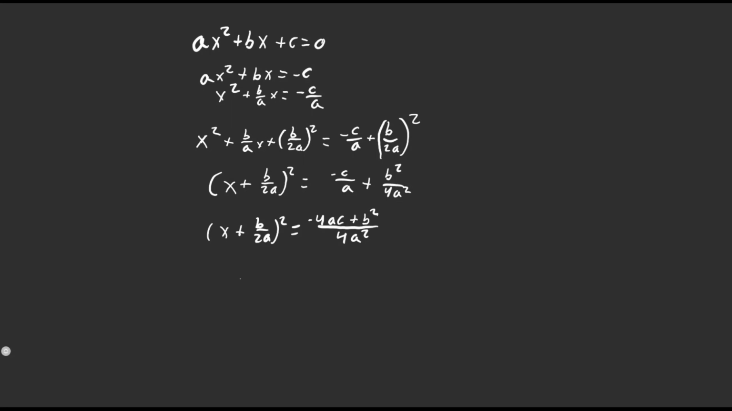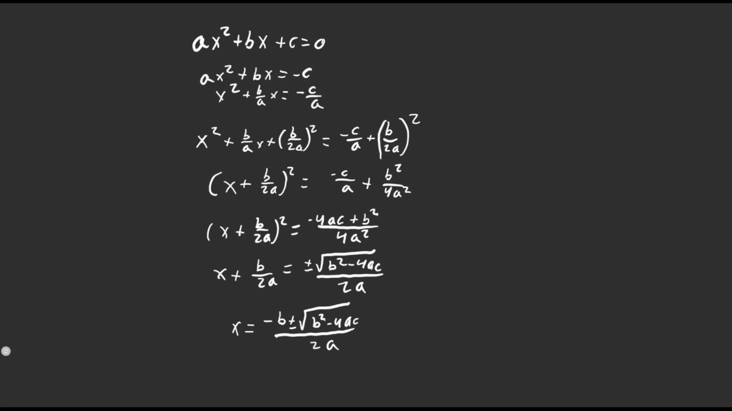Now we just take the square root of both sides and we end up getting x plus b over 2a is equal to plus or minus the square root of b squared minus 4ac all over 2a. And we could just subtract b over 2a, where we get x is equal to negative b plus or minus the square root of b squared minus 4ac over 2a, which is the quadratic formula.